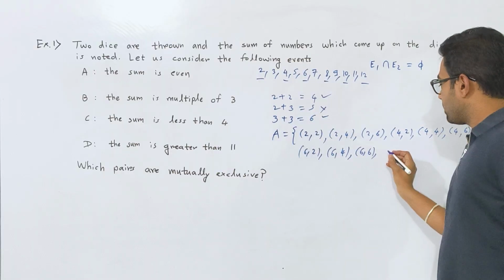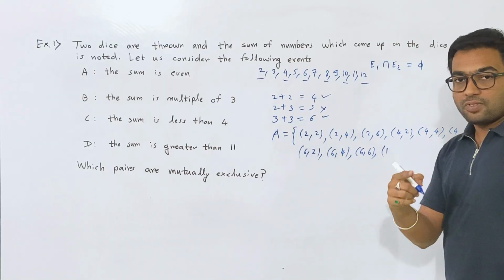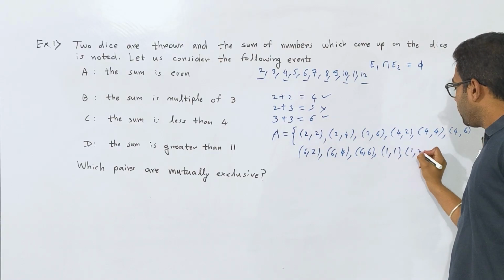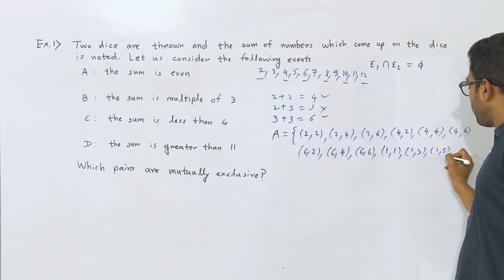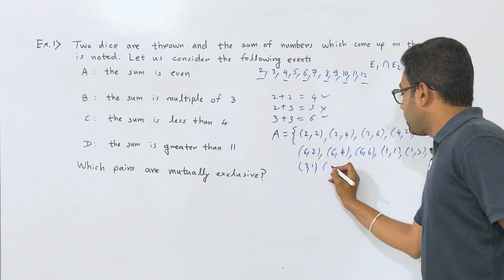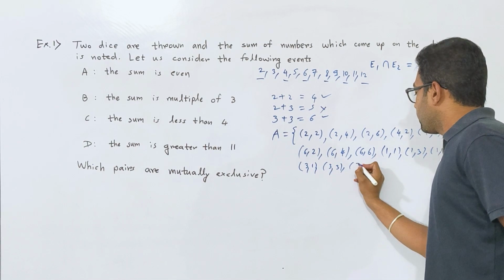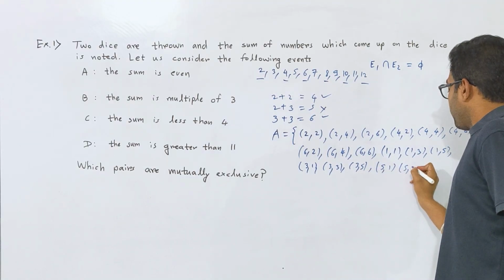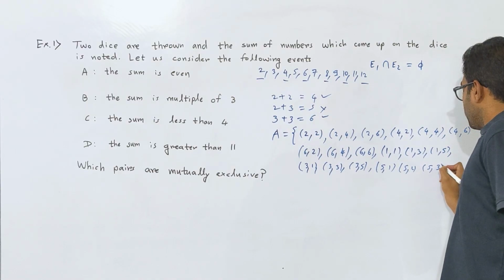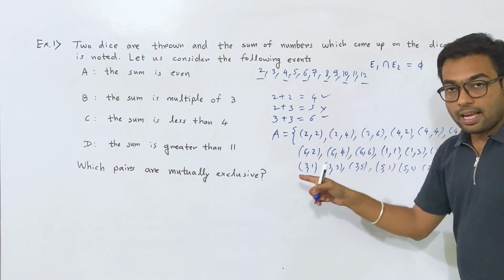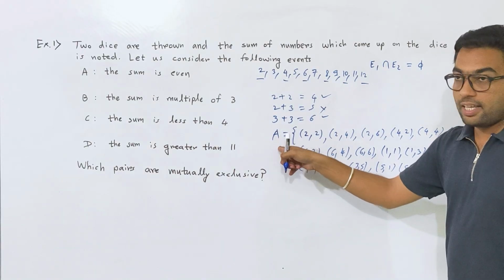Now odd pairs. Odd means 1, 3 or 5 only. So 1 with 1, 1 with 3, 1 with 5, 3 with 1, 3 with 3, 3 with 5, and 5 with 1, 5 with 3, 5 with 5. So these are all possible outcomes for this event A.